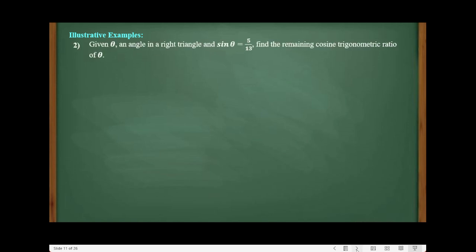For our next illustrative example number 2, given theta, or the angular measure denoted by theta, and we know that this is also an acute angle. And this time, the value of sine of that angle is given as 5/13. Now, what would be the value of cosine trigonometric ratio of theta?